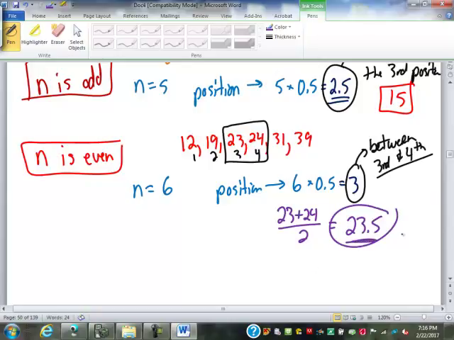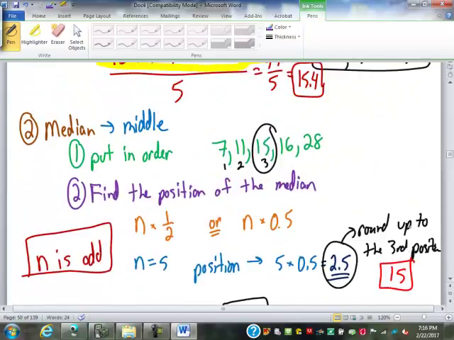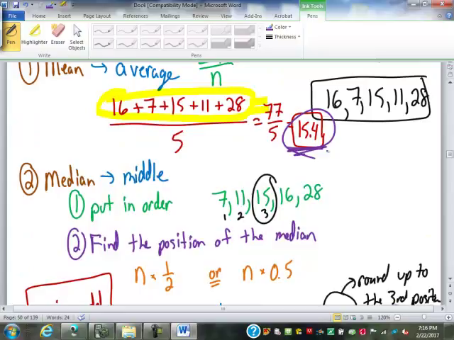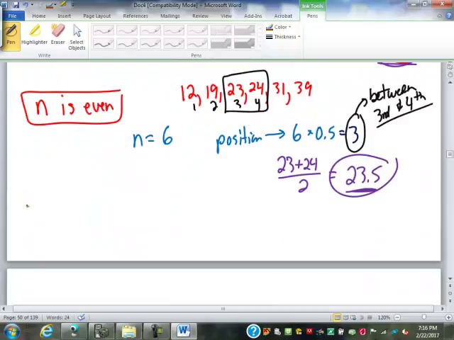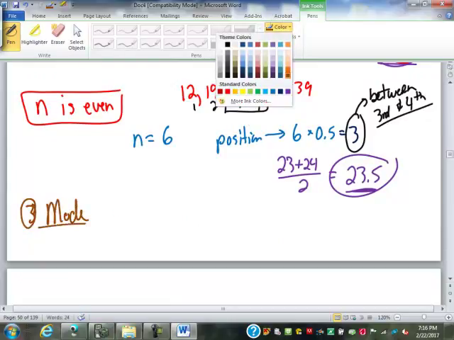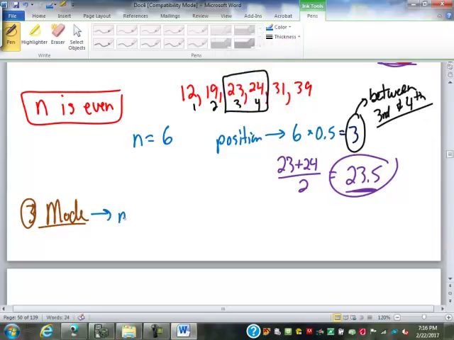I put that one in a different color because the 15 and the 15.4 are describing the same set of numbers. That one's a different set. You'll see here the mean and the median are relatively close for these two sets of numbers. They're not exactly perfect, but they're close. There is a third measure of center called the mode. The mode is the number that occurs most often.